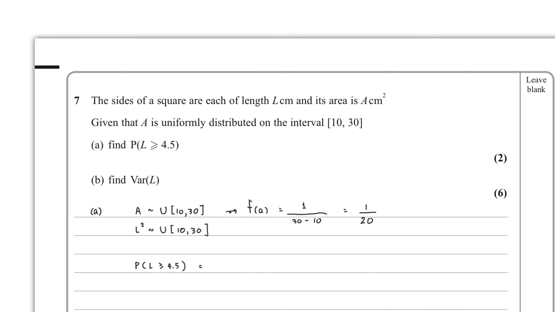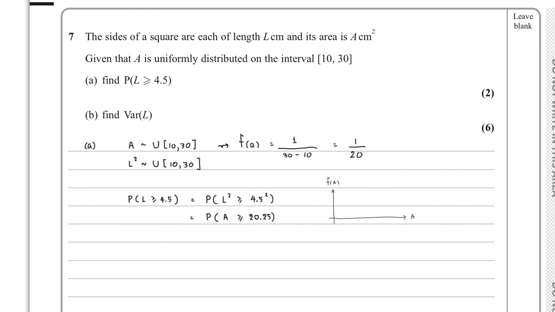Now in this question, we wanted to find the probability that L is greater than or equal to 4.5. In this case, we don't have the distribution of L, but we do have the distribution of L squared. So we're going to use the distribution of L squared instead, which is the probability that L squared is greater than or equal to 4.5 squared. And you can rewrite this as the probability of A, because L squared is A, which is greater than or equal to 20.25. We can draw the distribution graph for this, just to make sure how to find the probability of this uniform continuous distribution.